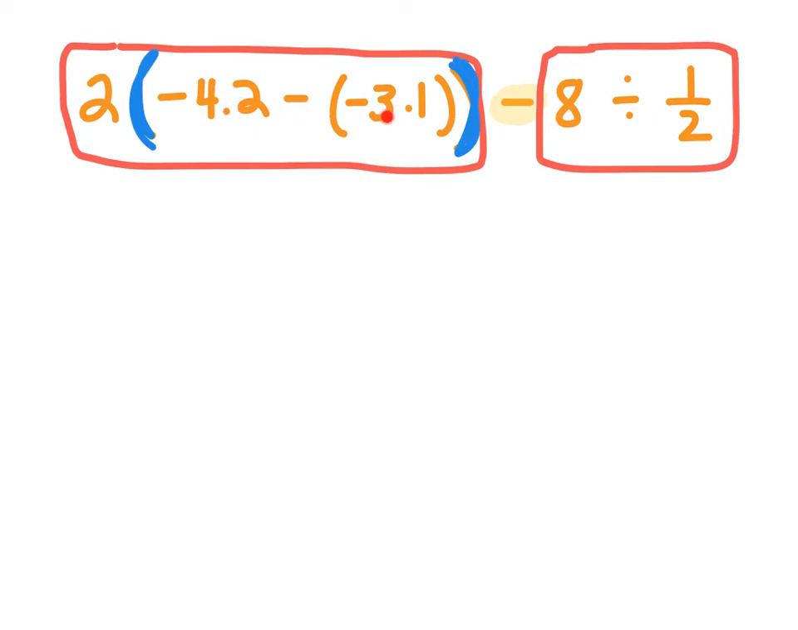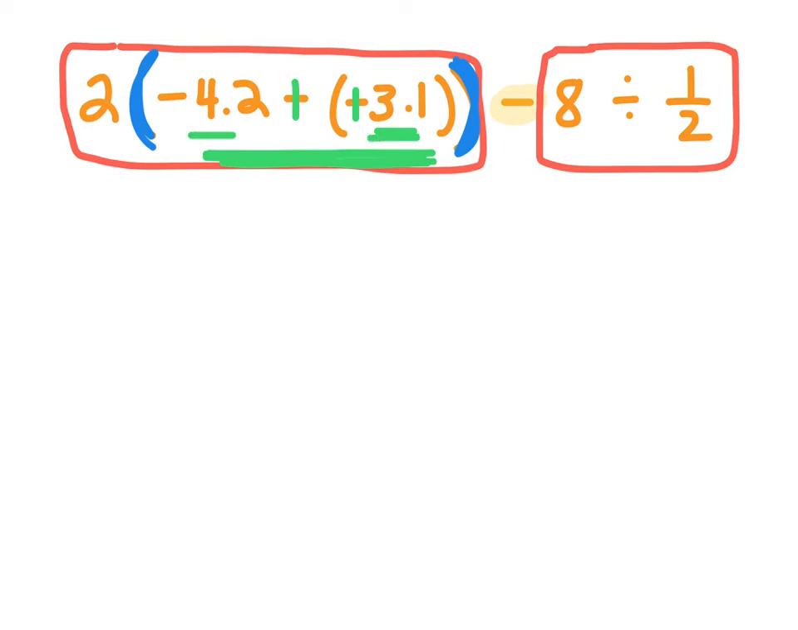When I see subtraction, I am going to turn it to add the opposite. Okay, so let's go ahead and turn it. Subtract, I'm going to turn it to add. The opposite of negative 3.1 is positive 3.1. So now I need to do inside of these parentheses. So negative 4.2 plus 3.1. Now those are different. They have different signs. One's negative, one's positive, so I'm going to subtract.